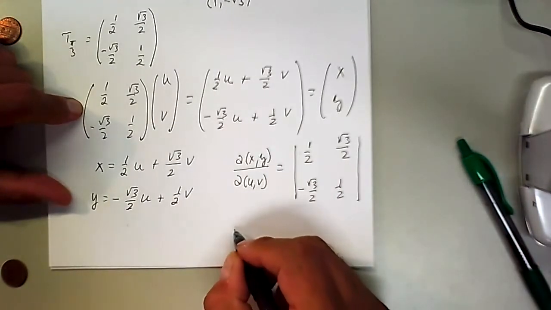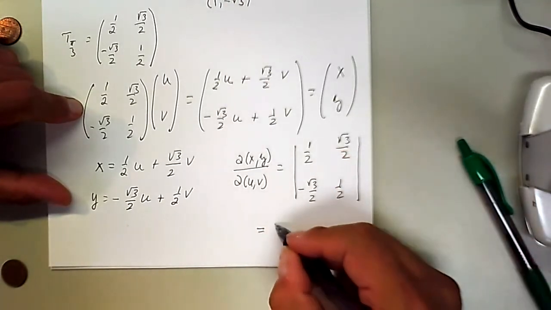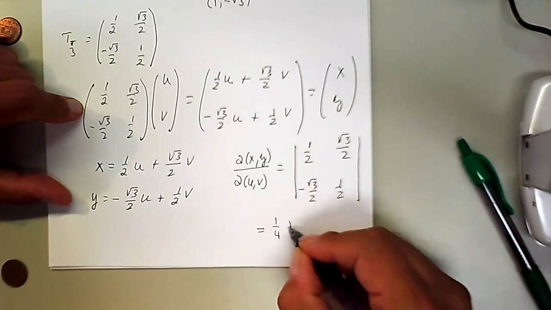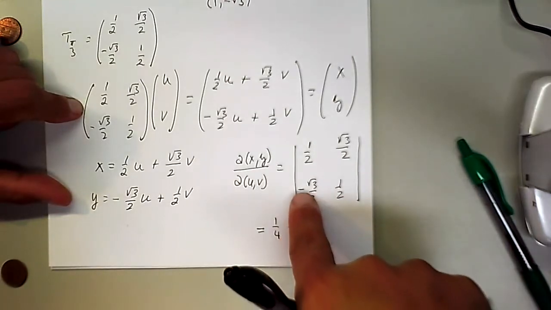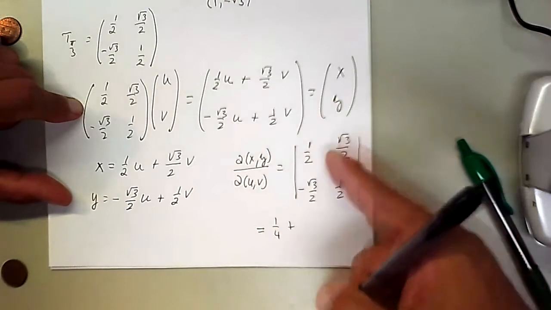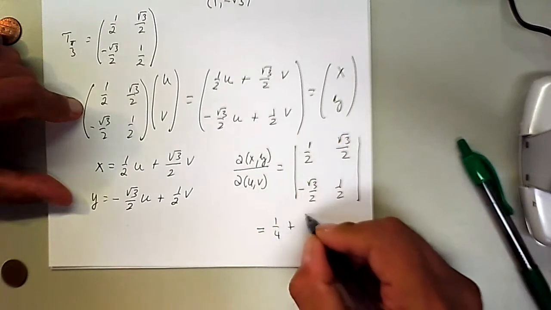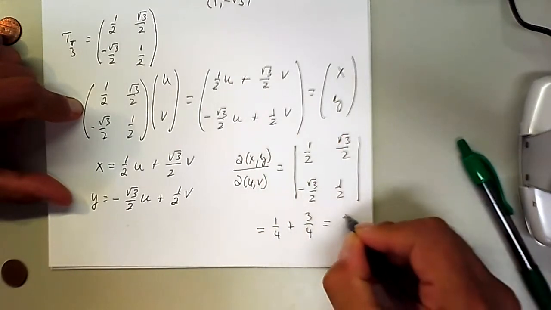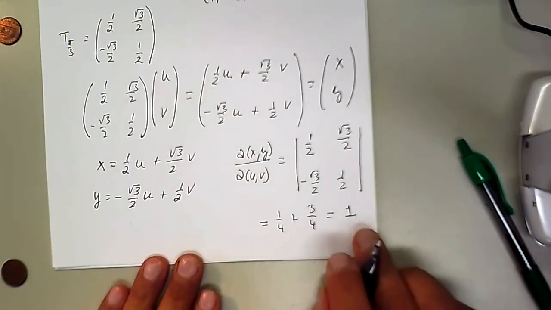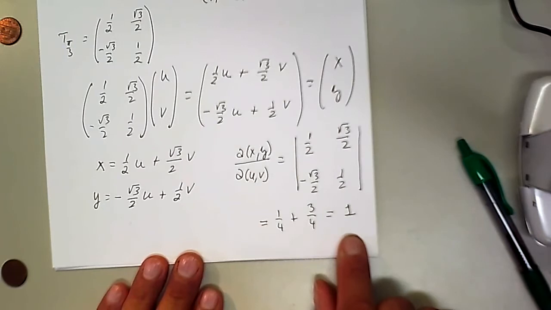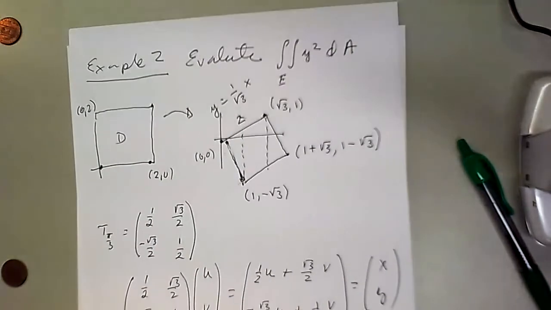That is not necessarily a coincidence in this case, and that is equal to a quarter plus, when we multiply those two, I'm already taking into account this negative with the fact that we're going to subtract the product of the elements in this diagonal. So there is a double negative, 3/4. So the Jacobian is 1. That is sweet, because then we don't have to worry about a Jacobian. Multiplying by 1 does not affect whatever we have.